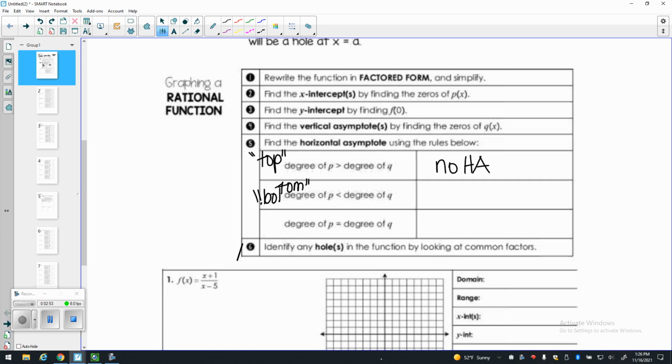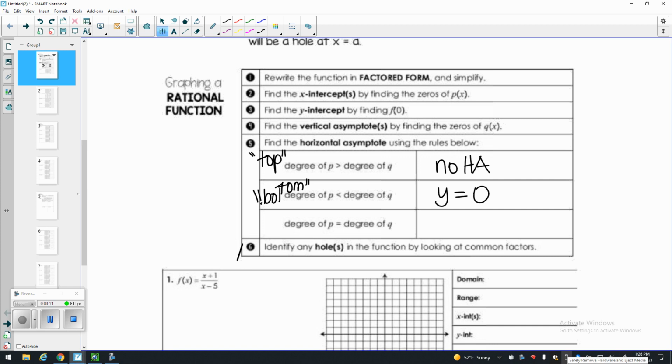The second one, this is what I'm going to call bottom heavy. It's when the degree of your denominator is bigger than the degree of your numerator. You have a horizontal asymptote here, and every time it's bottom heavy, your horizontal asymptote is at y equals 0. No questions asked. Bottom heavy, y equals 0.